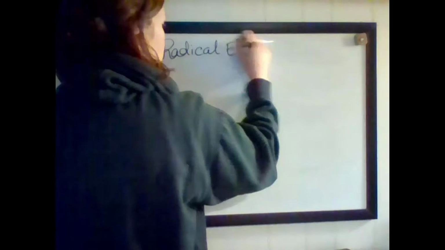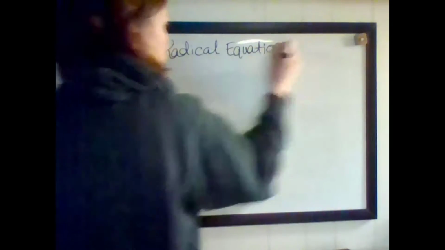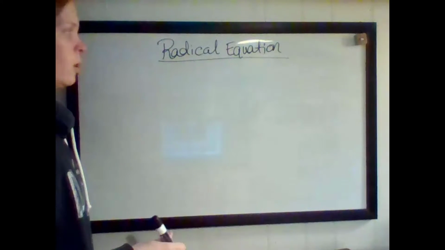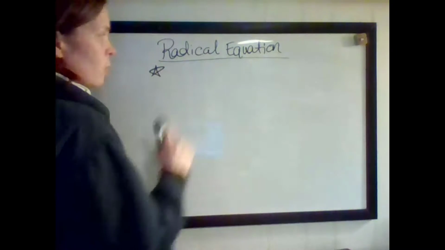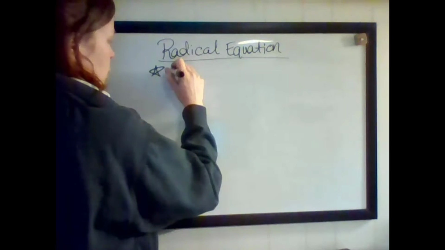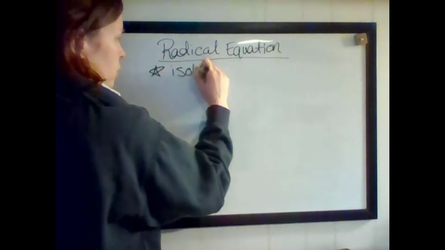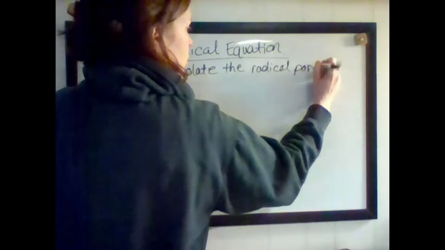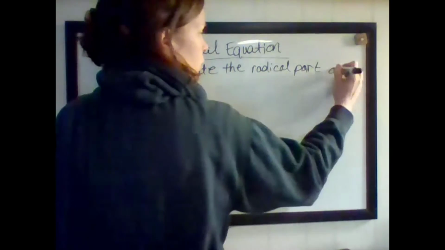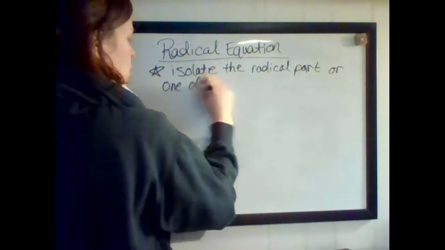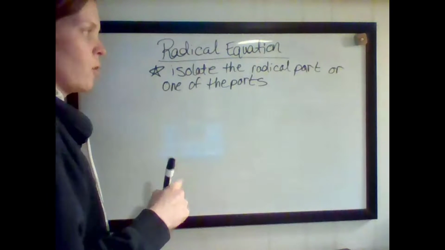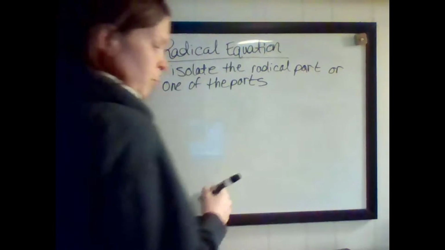So for a radical equation, we're talking about where we have an equal sign, it's an equation, and we have some sort of radical: square root, cube root, some sort of root. What we want to make sure we do when we solve these is isolate the radical part, or one of the parts. Sometimes we could have more than one radical, so we isolate either the one radical or one of the radicals.